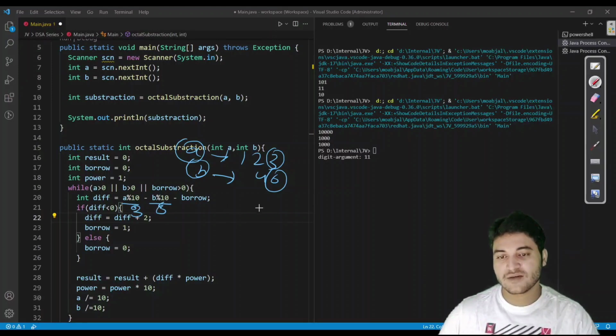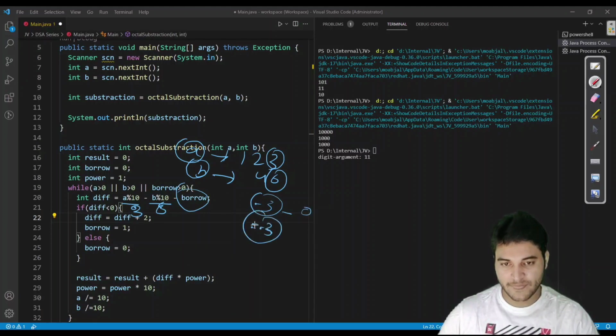So 3 minus 6 is minus 3, minus borrow, which is initially 0, so 0. So minus 3, we got minus 3. So difference, which is minus 3, is less than 0, which is true. So we would come here. So what we are doing, we are adding difference plus 2.